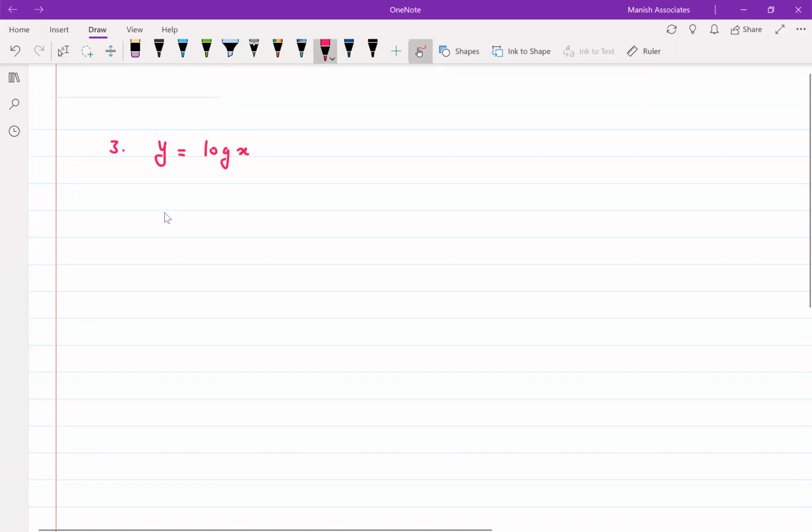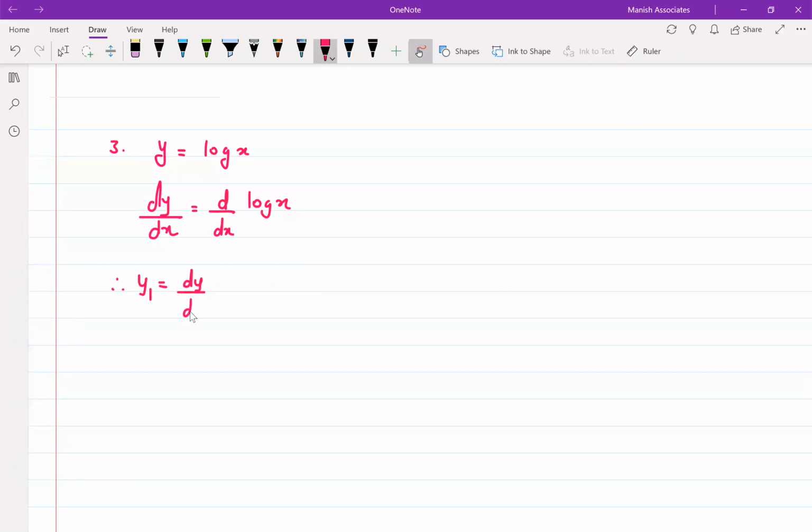All right. Now I'll differentiate. So dy by dx will be equal to d by dx of log x. Therefore, you can call it y1 or you can say dy by dx. That's going to be equal to 1 upon x. Okay. So आपने क्या कर दिया? आपने first order differentiation निकाल लिया है.